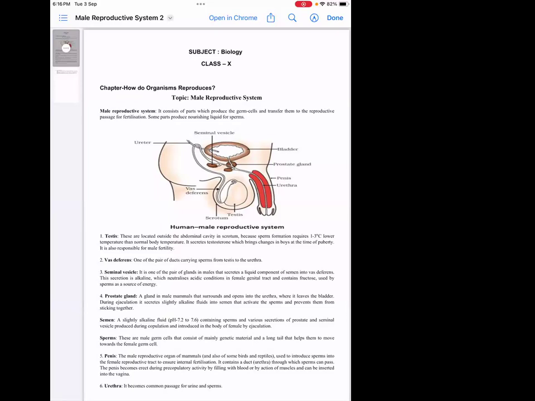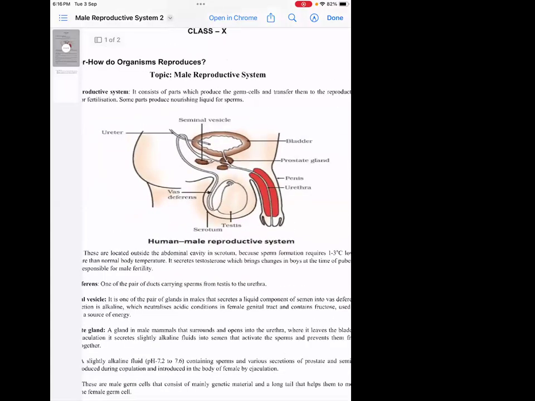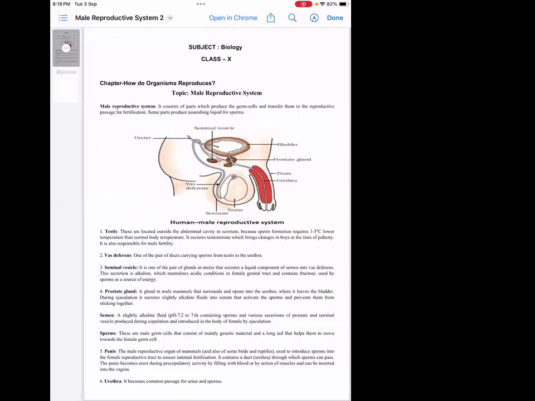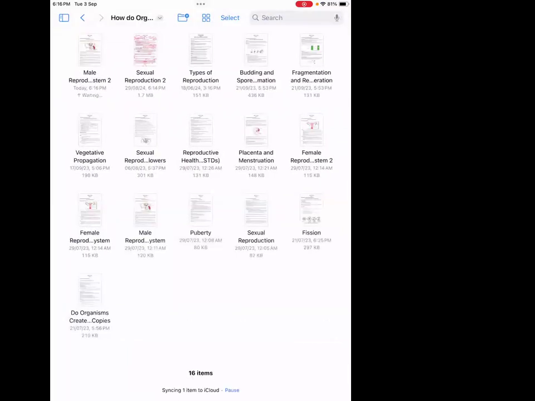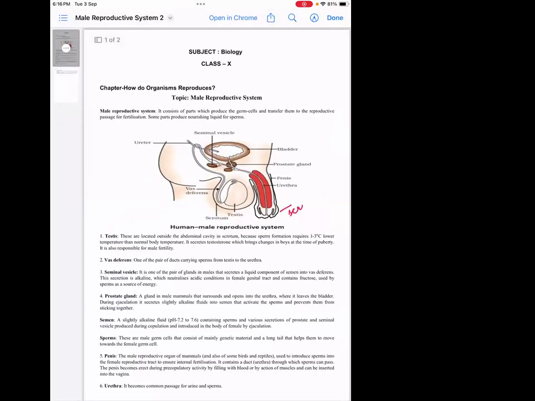Okay. So the male reproductive system, I think we have already discussed the diagram of it. A few parts will be there. The penis, which is a long part, as you can see in the picture. Then the testes are present in a bag-like structure, which is called the scrotum.